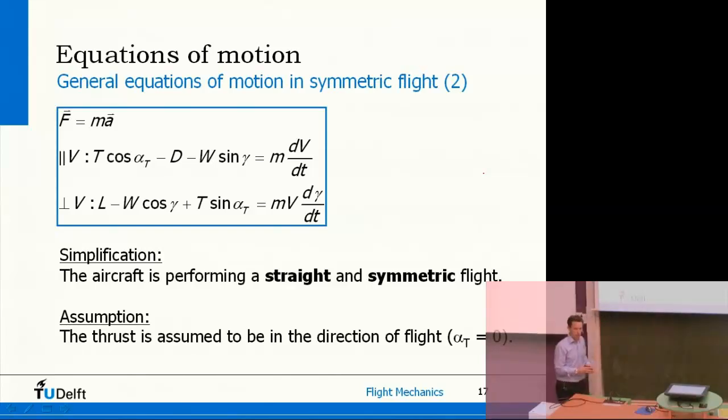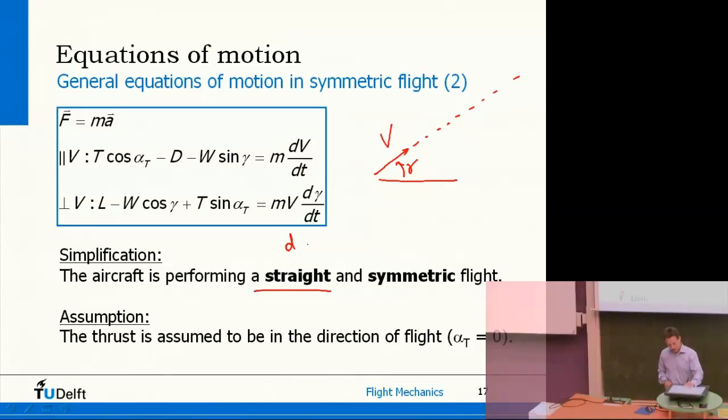So this was all derived in the first lecture. But now we're going to consider straight and symmetric flight. So straight just means, if you look at the airspeed vector, you're going in a straight line. Now since this is gamma, you can say if we have straight flight, then d gamma dt is in fact equal to 0, right? Because it's not changing because you're going in a straight line. Symmetric just means that you're not turning.